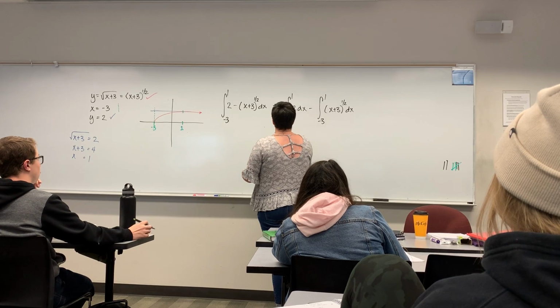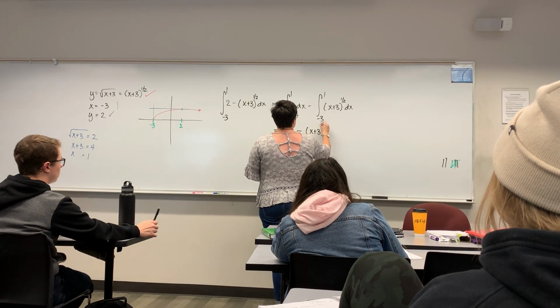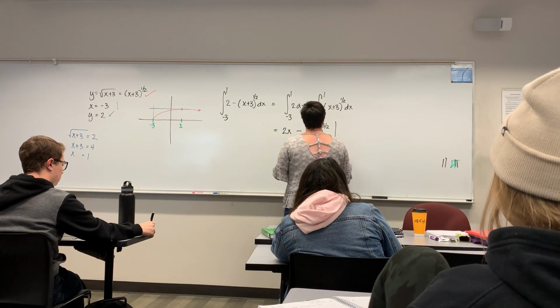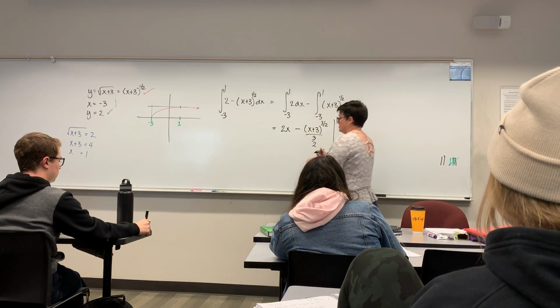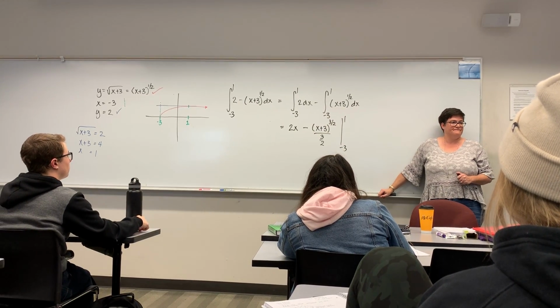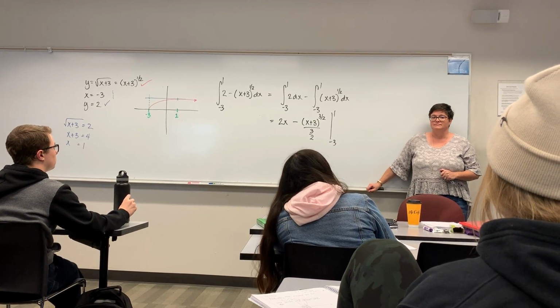So this becomes 2x minus (x plus 3) to the 3 halves over 3 halves, and we're doing this from negative 3 to 1. I'm bored. You guys can finish this off, right? Awesome. Yeah, you can.